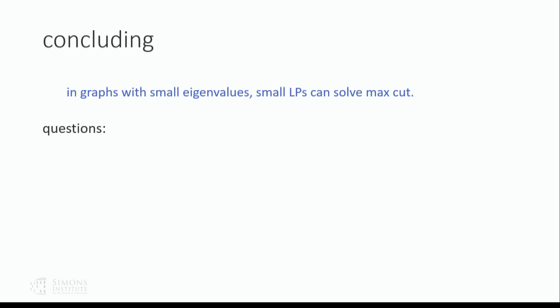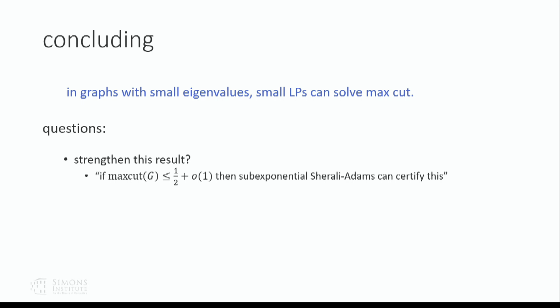So the conclusion is basically, TLDR: in graphs with small eigenvalues, small LPs can solve max cuts, smaller LPs than we expected. Okay, and I think this leaves many interesting questions open.